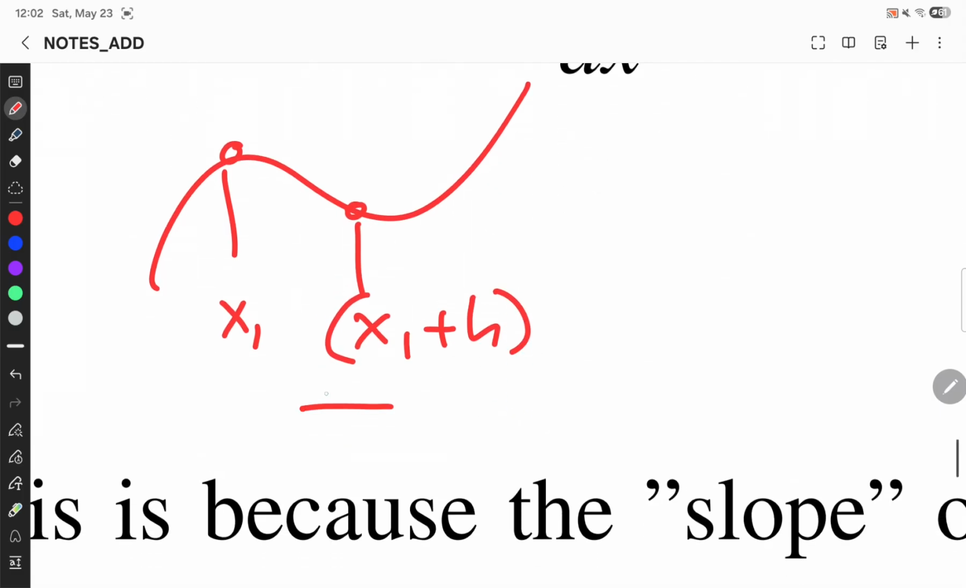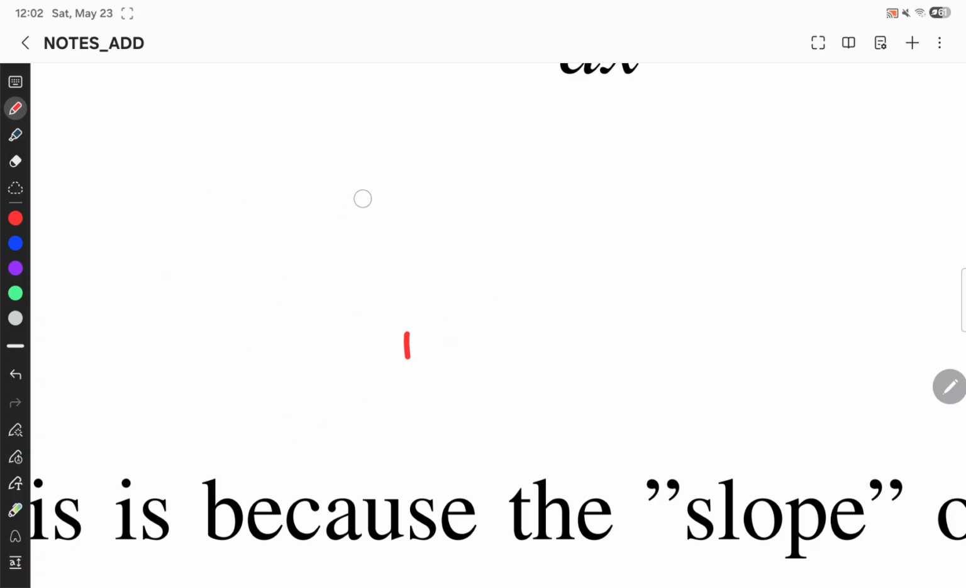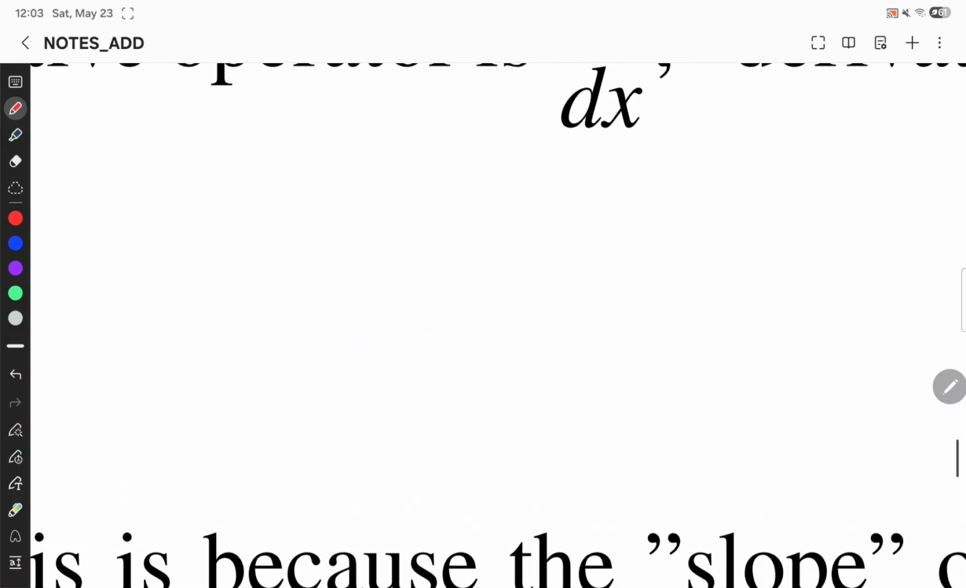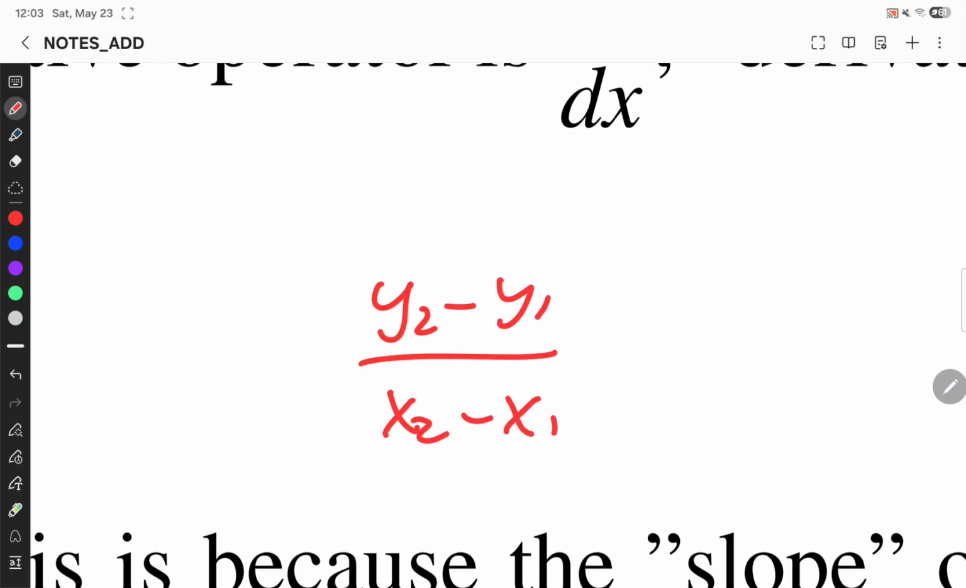As h approaches 0, as h goes smaller and smaller, as each x plus h goes nearer to x1, by this term being 0, this should give us a good curve, a good tangent. Okay, now what is the formula for the gradient? It is y2 minus y1 over x2 minus x1.